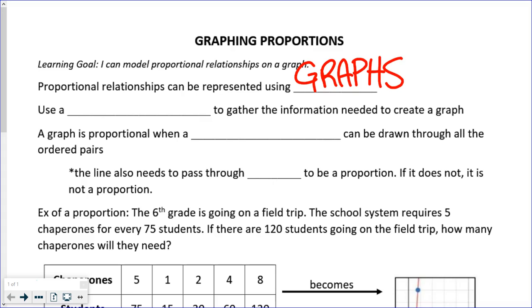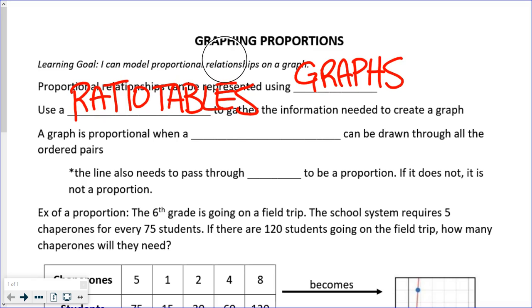One of the things that we want to do to help us set this up is to create ratio tables to gather the information needed to create a graph. Apologize for that. Okay, so we can create ratio tables to help us gather the information. That helps us to figure out our values, the x and y values that would be on a table or on a graph.